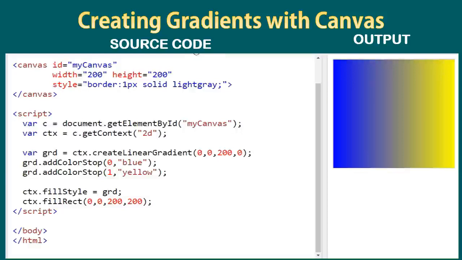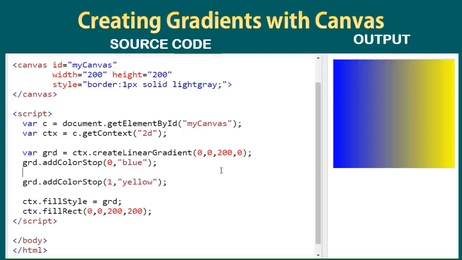Okay, so this is what the output is. It starts with blue color and ends at yellow color. Here, if we want, we can add color stops, as many color stops as we require. I am going to add one more color stop. These should start with the value 0 and end with 1. In between, you can add as many color stops as you require.